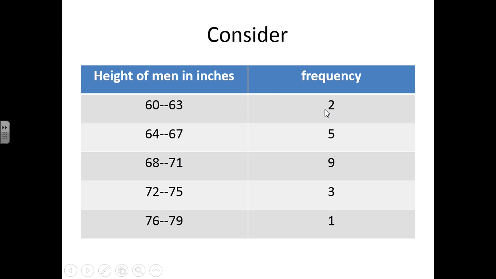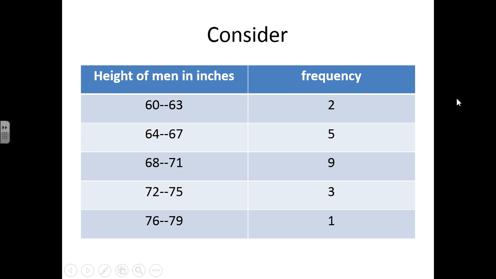Now, consider this example that we have here. In this example, the lower class limit for class 1 is 60. The upper class limit for class 1 is 63, and we have 1, 2, 3, 4, 5 classes. Notice that the class width is the difference between two consecutive lowers or two consecutive upper class limits, and the frequency for class 1 is 2. That means I have two numbers in my data set that fall between 60 and 63. I don't know what those two numbers are. They could both be 60, they could be 61 and 63, but all I know is that the frequency of the numbers between 60 and 63 is 2.